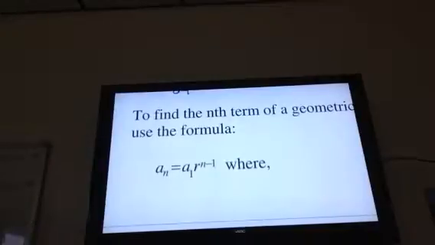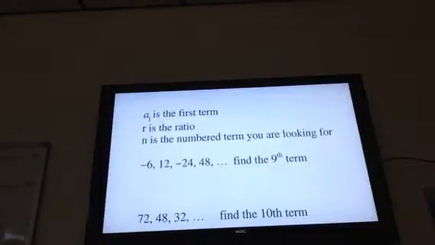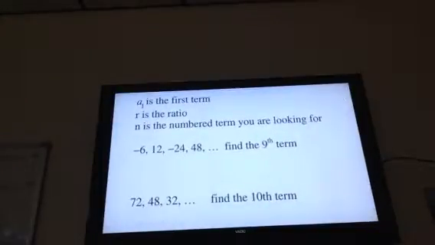Okay? So a sub 1, first term. R is my ratio that we've calculated 7 times now. And my n is the term I'm looking for. Minus 1 is part of the formula. It just stays there. It's minus 1 every time. So I've told you that, but now it's all listed here also. Okay? So, let's work the first question.